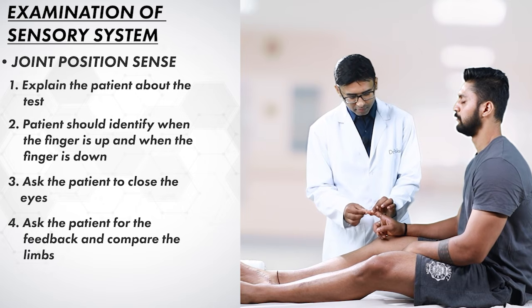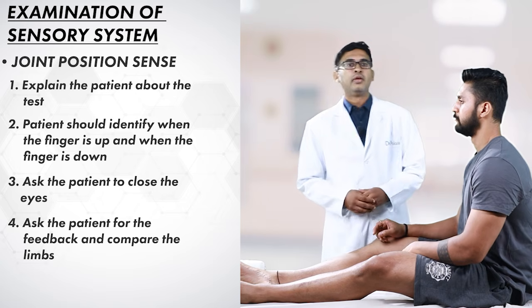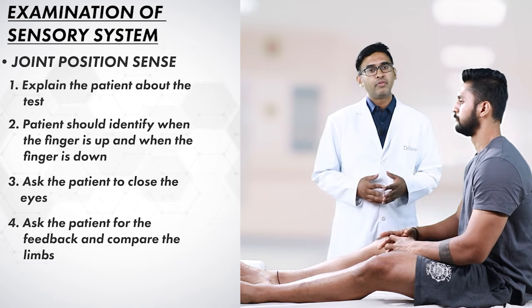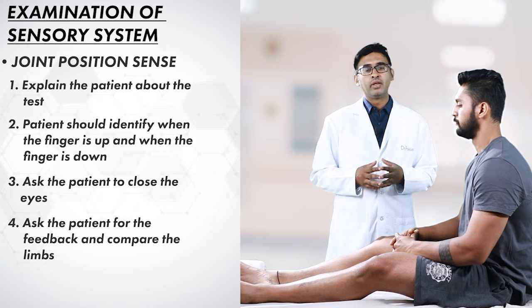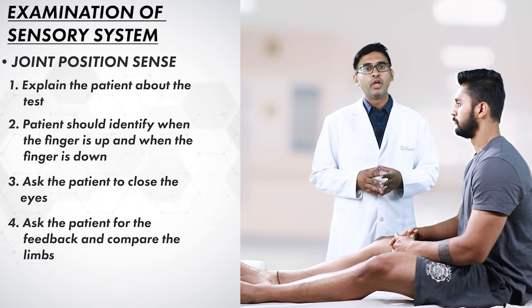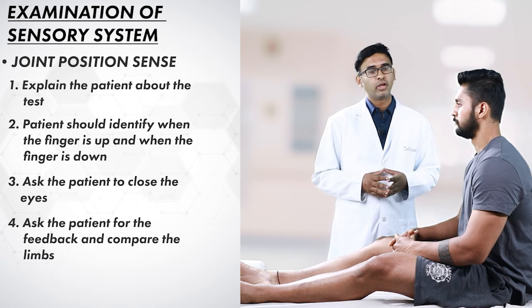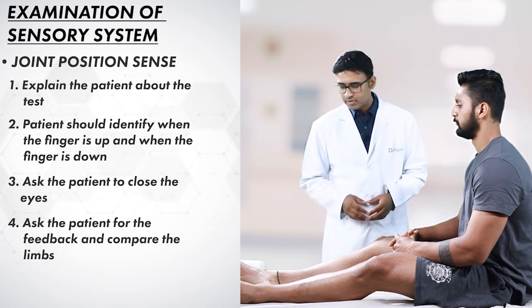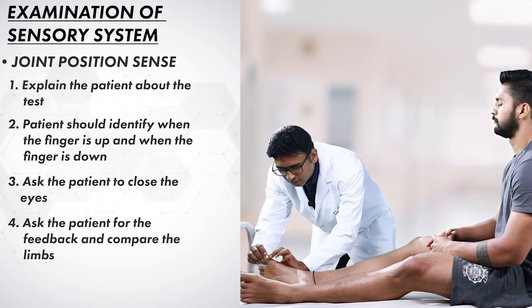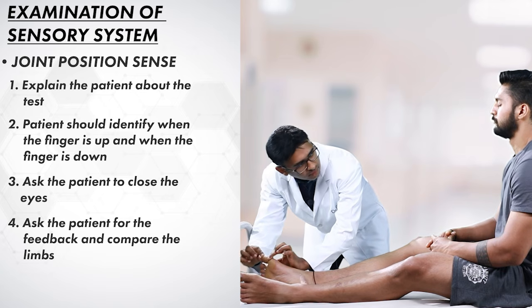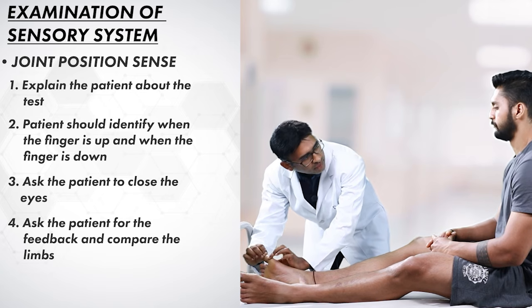Down, down, down, up. Likewise, we're going to do the same for the lower limbs. Remember, if there is any abnormality in this proprioception sense, you have to use a proximal joint to perform the same. I'm going to do the same with your foot. This is down, this is up. Okay? Can you close your eyes?